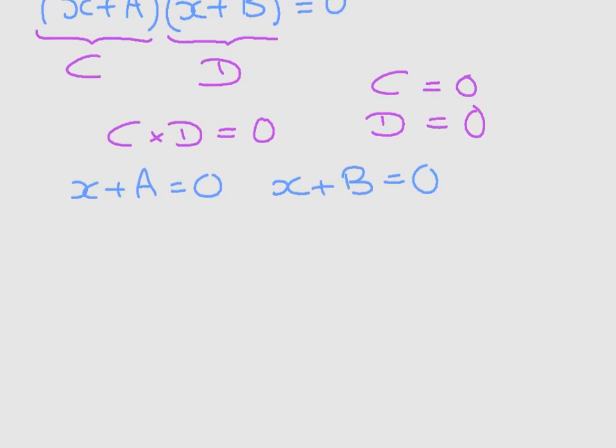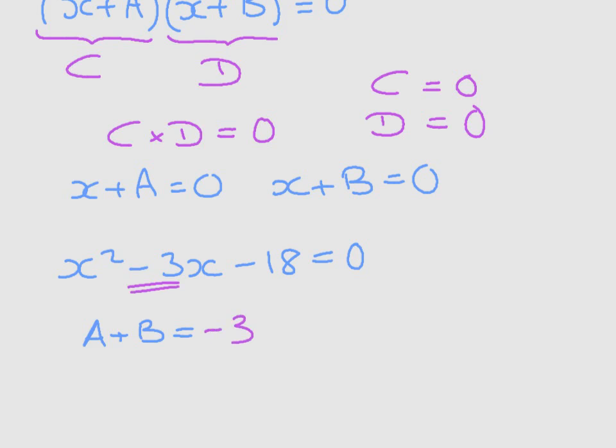So let's get started. I'll rewrite the quadratic equation: x squared minus 3x minus 18 equals 0. The way that we're going to find these two numbers, a and b, is by using the following rule. Their sum, a plus b, has to equal the number multiplying the x, which in this case is negative 3. The second rule is that a times b, their product, has to equal the last number in the equation, the one without an x, which here is negative 18.